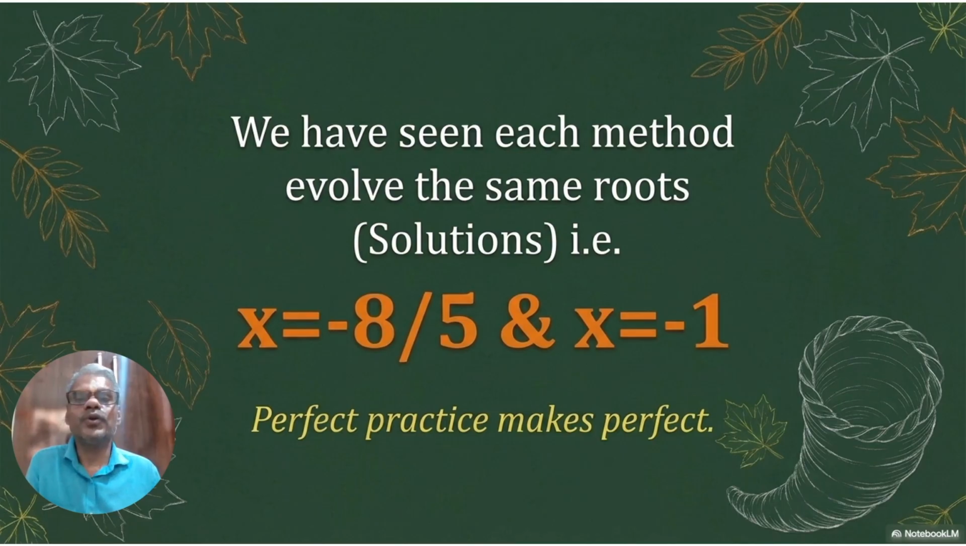As we have shown today, factorization, completing the square, and quadratic formula all lead to the same roots, that is x = -8/5 and x = -1.